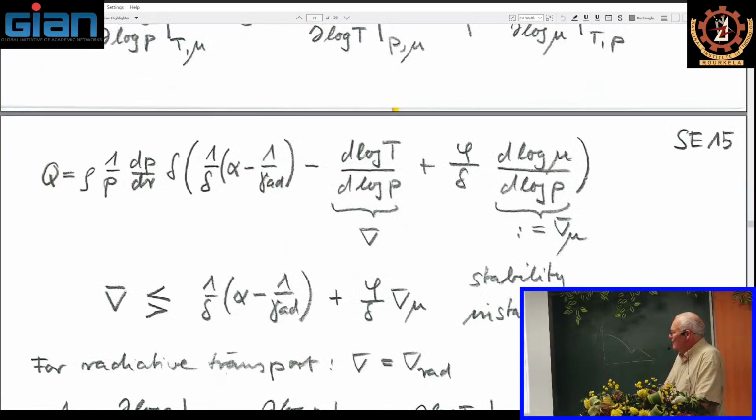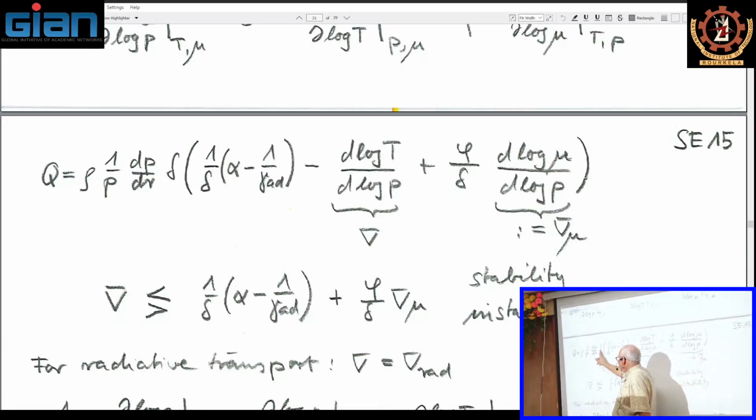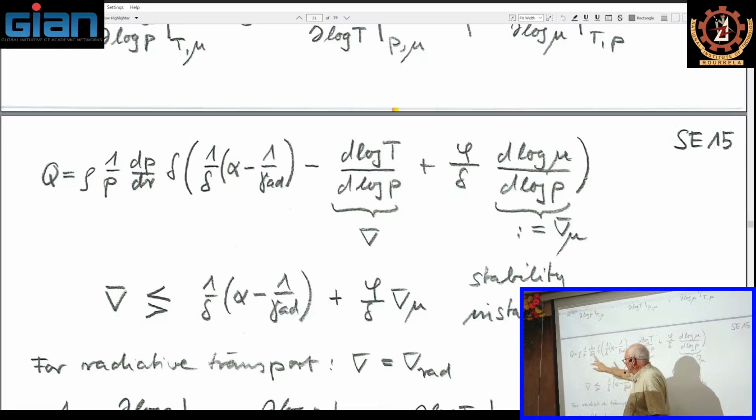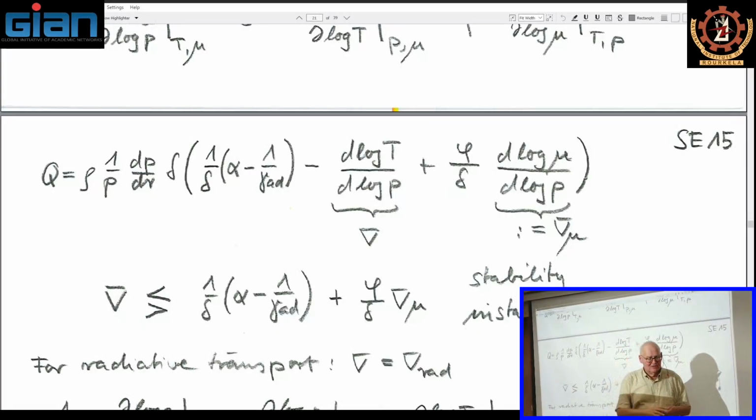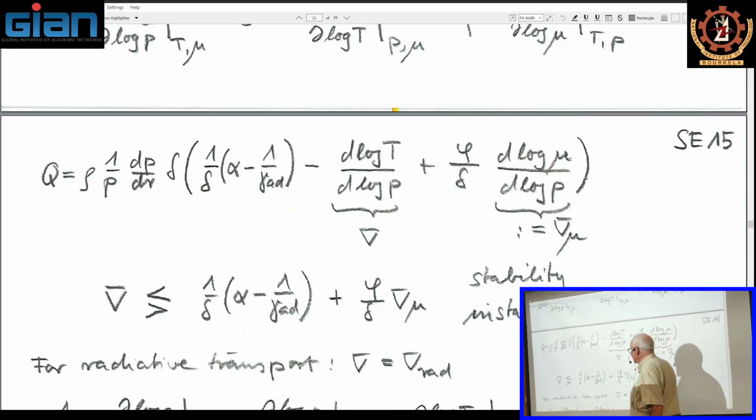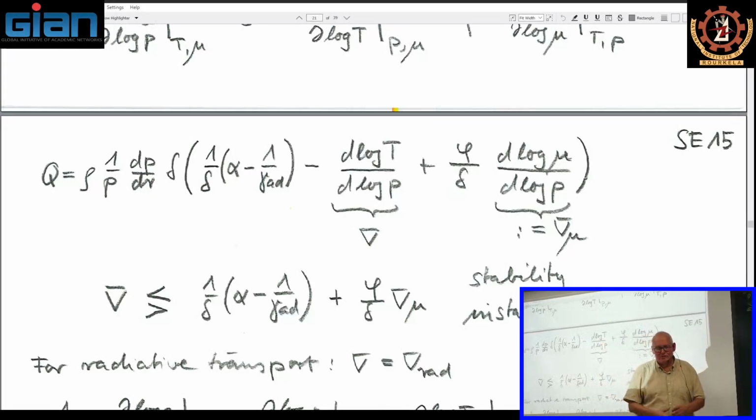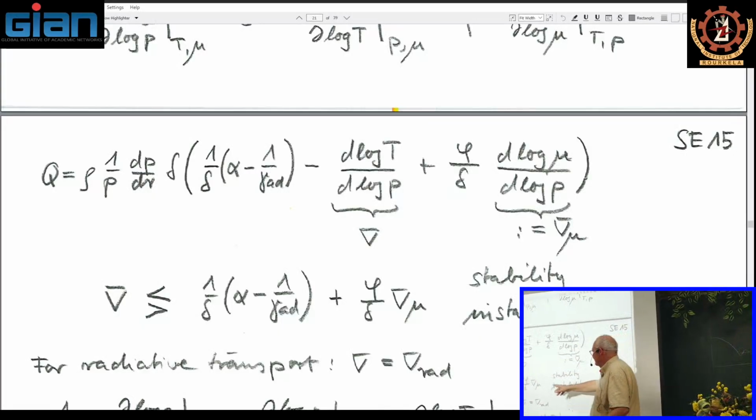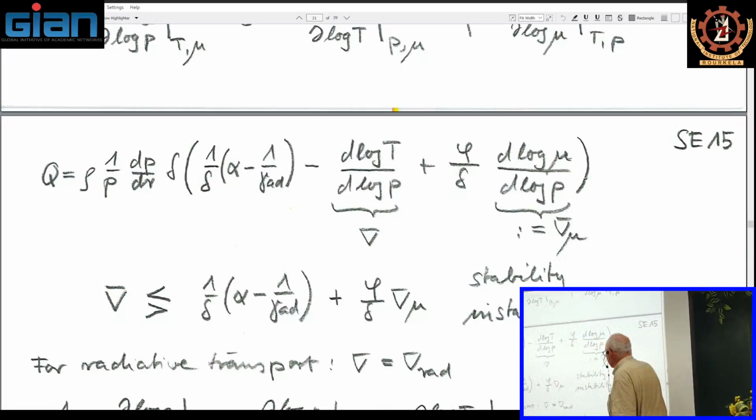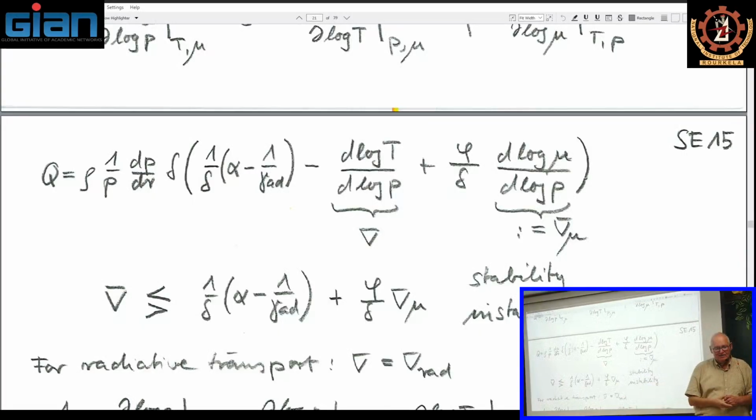Okay, now, dp by dr is negative, delta is positive, so this is a negative quantity, and the discussion of the sign with respect to stability or instability then leads to the following inequality. That means nabla has to be smaller than this quantity involving gamma adiabatic and the other coefficients of the equation of state, plus phi over delta times nabla mu, for stability. If nabla is bigger than this right-hand side, it is the case of instability.